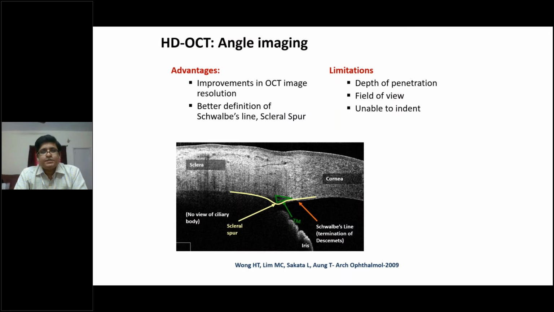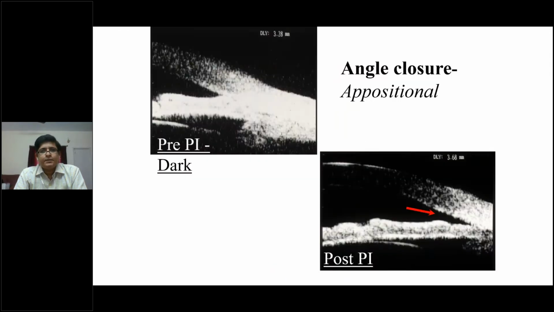And of course, there is high definition angle imaging. We'll talk more about it later on. We can see the scleral spur and the collector channels, etc. And they're thinking that this will probably be useful for MIGS kinds of devices. And when I was in Singapore, they started doing MIGS even in angle closure eyes. So this high definition imaging may be relevant to angle closure eyes as well.